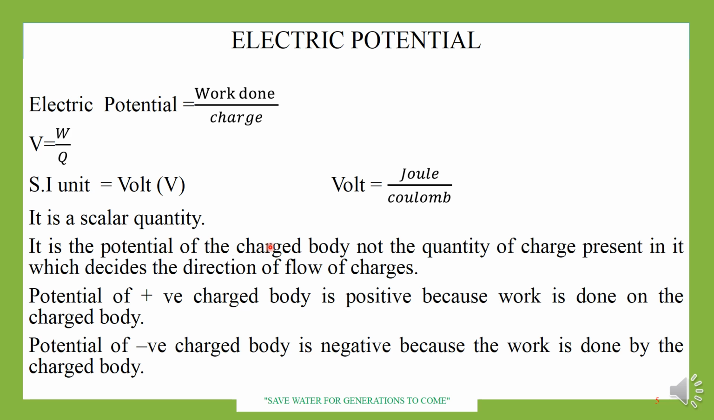It is the potential of the charged body, not the quantity. How much charge is there? It's not the quantity of charge present which decides the direction of flow. Right? Potential of a positively charged body is positive because work is done on the charged body, and potential of a negatively charged body is negative because work is done by the charged body.